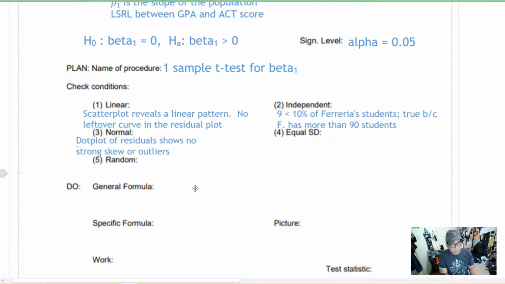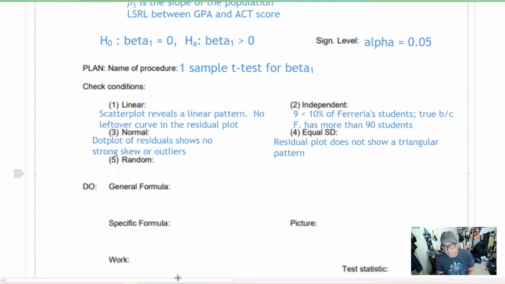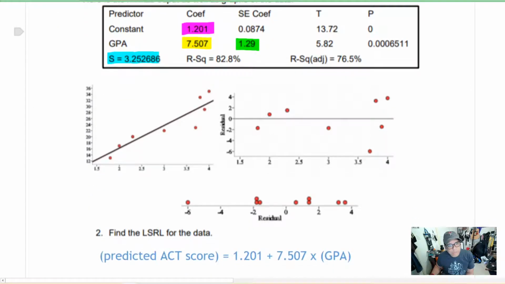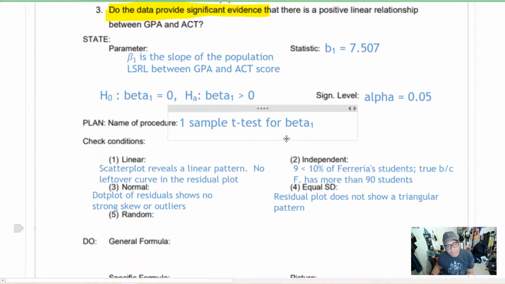Normal. For normal, we're looking at the dot plot of the residuals, and our dot plot of the residuals showed no strong skew nor any outliers. For equal standard deviation, we're looking at the residual plot. And again, the residual plot does not show a triangular pattern. Taking a look here, this is not a triangular pattern. Well, maybe you might argue that there is a little bit of a triangular pattern, but it's not enough to worry us too much here.